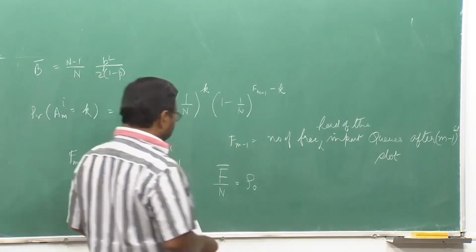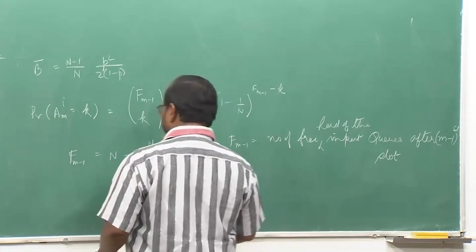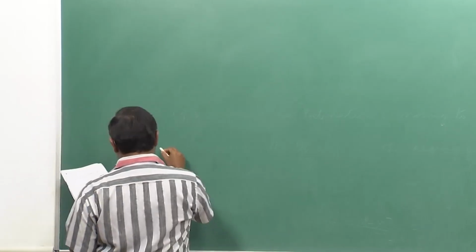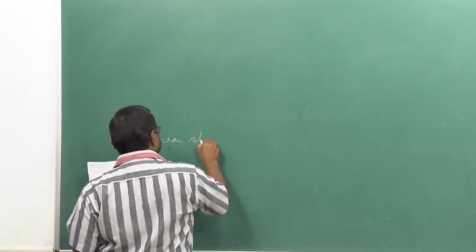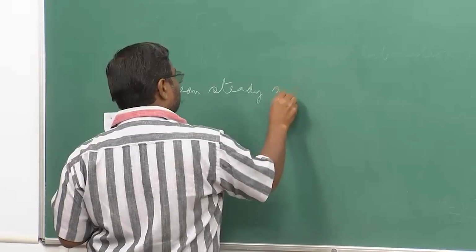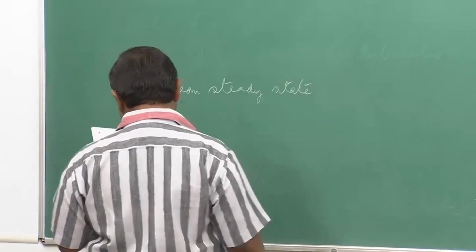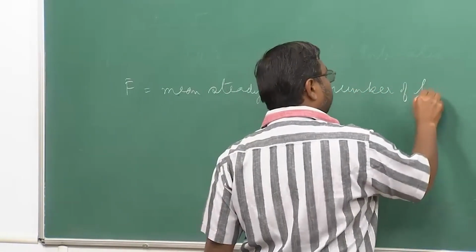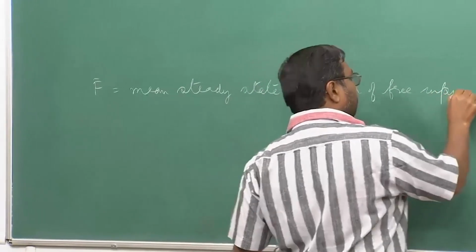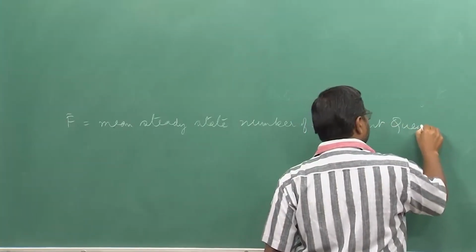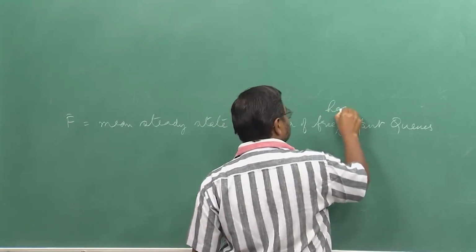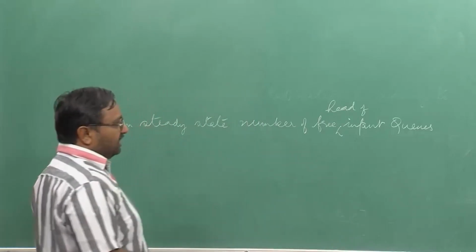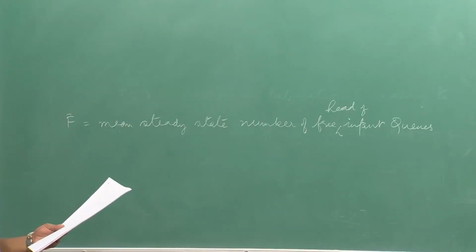So the f bar can be expressed as, let me write it here, this is a mean steady state number of free input queues, free heads of input queues. So that is the f bar. So rho naught actually will be given by this.